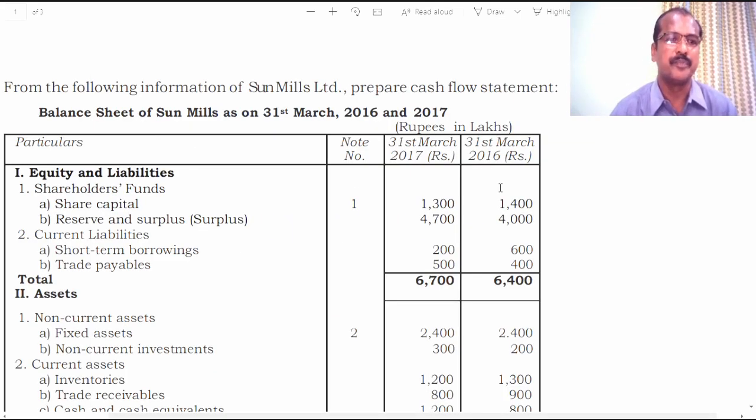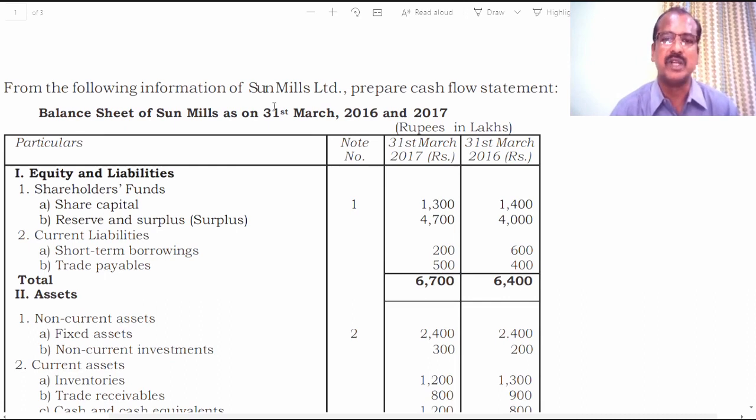Let's look at the problem. From the following information of Sun Mills Limited, prepare the cash flow statement. Balance sheets of Sun Mills as on 31st March 2016 and 2017 are presented. The values are given in lakh rupees.